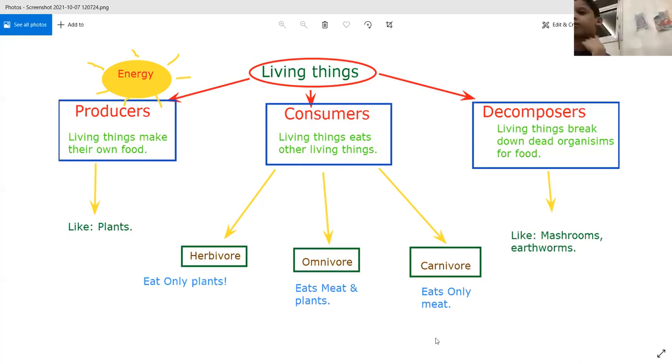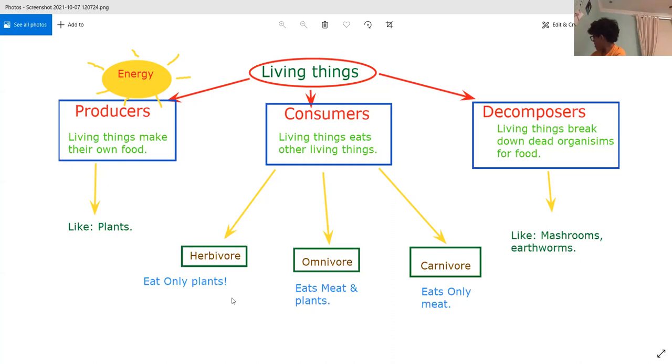And there are some living things who eat other living things. What do I call them? Consumers. Excellent. Well done. There are three kinds of consumers. A consumer can eat only plants. What do I call them? Herbivore. And there are consumers who eat only meat. Carnivore. Excellent. What about consumers who can eat both plants and meat? Omnivore. Excellent. Like turtles. Yes, like turtles. Well done.